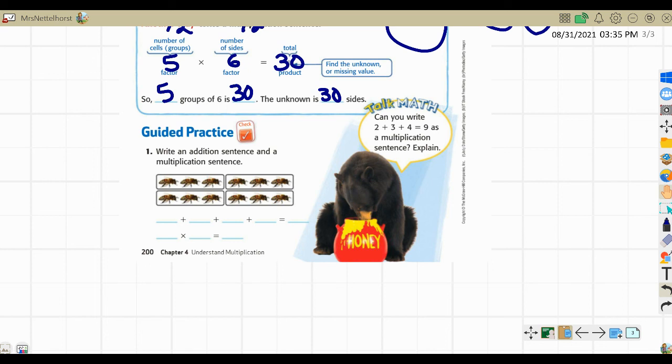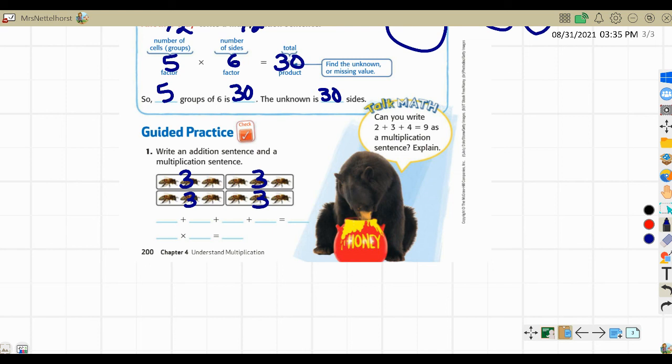Okay, so I see that my first box has 1, 2, 3 bees. I'm going to write 3. This one has 1, 2, 3 bees. I'm going to write a 3. Each of the last two also has 1, 2, 3 bees, so I write a 3 on each. If you did not do that, pause the video, erase whatever you did, and do that.